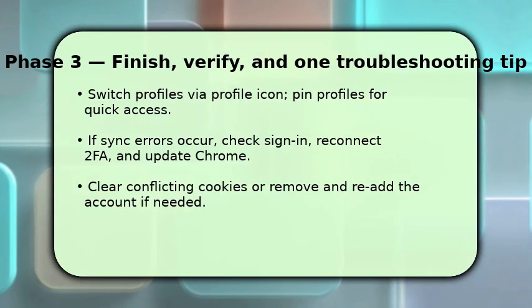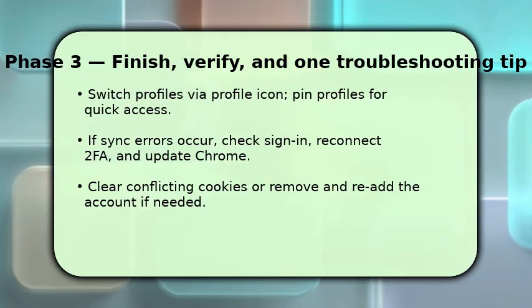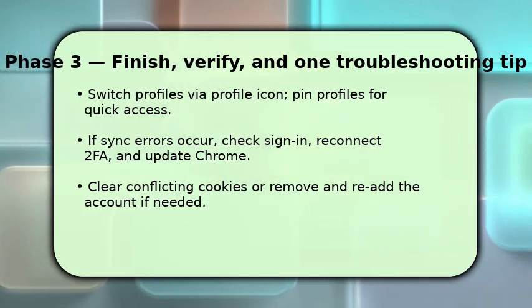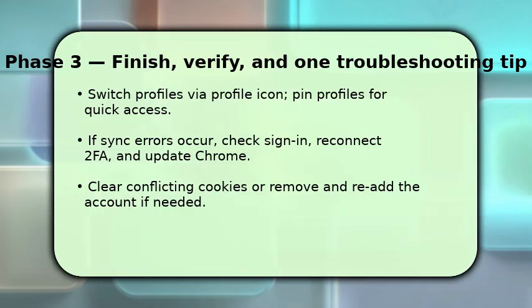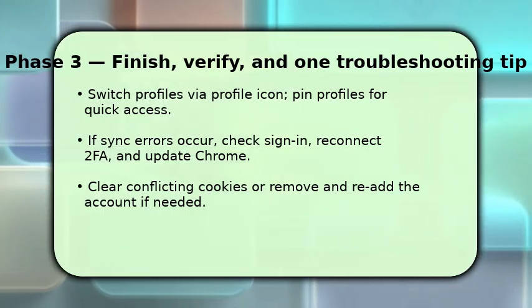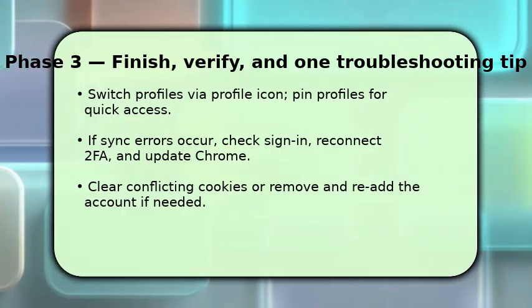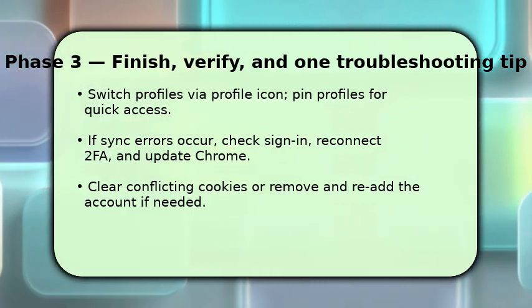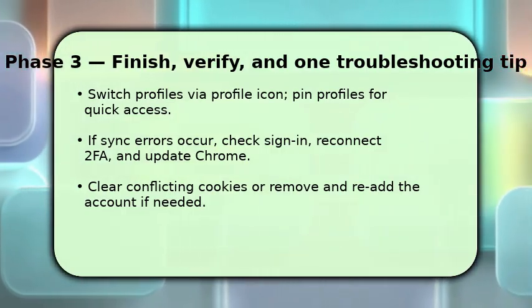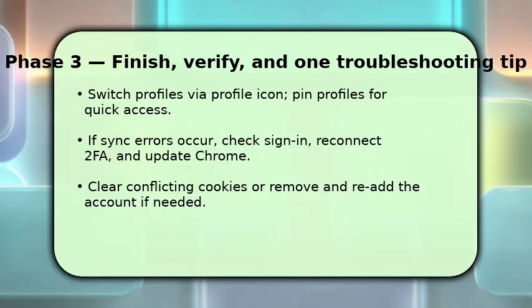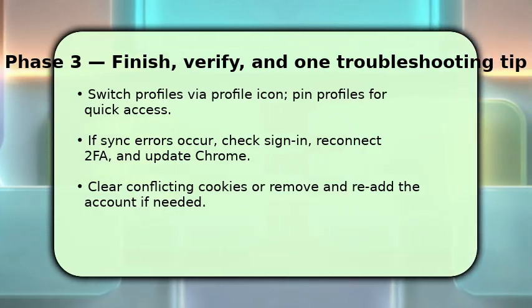If something goes wrong, like sync errors or missing bookmarks, make sure you are fully signed in and that two-factor prompts were completed. Then update Chrome and retry. If issues persist, clear conflicting cookies for accounts, sign out and sign back in, or remove and re-add the profile. That usually resolves lingering sync or permission problems, so you regain full access.